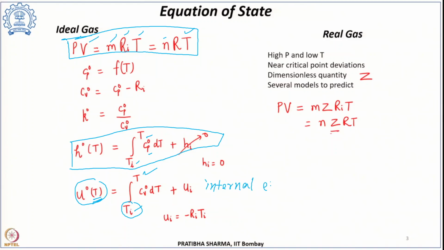Internal energy is a function of Cv, the specific heat at constant volume, and temperature. That's why in an isothermal process, at constant temperature, delta T equals 0, so the internal energy change delta U equals 0. You can see this from the equation.